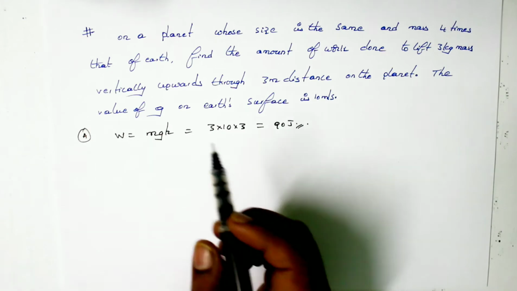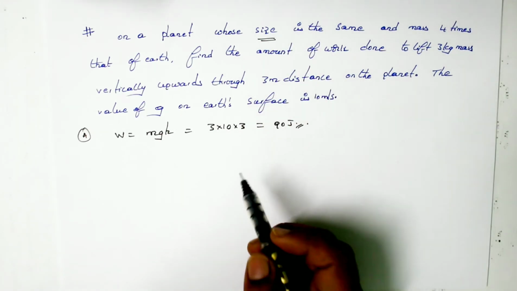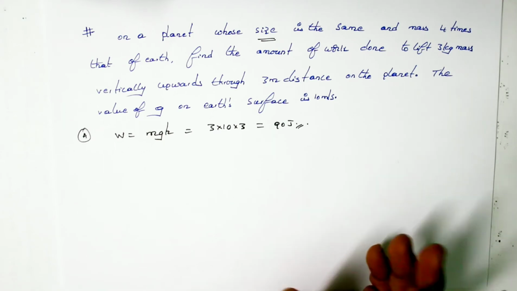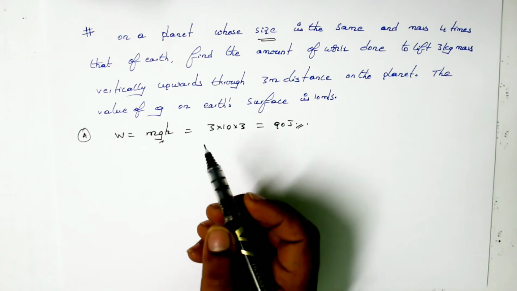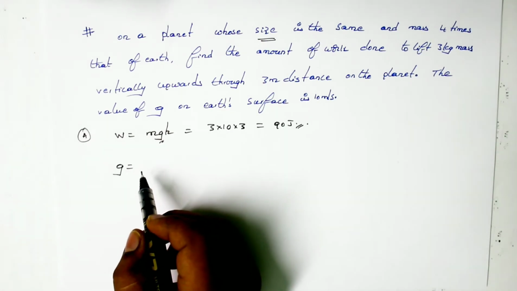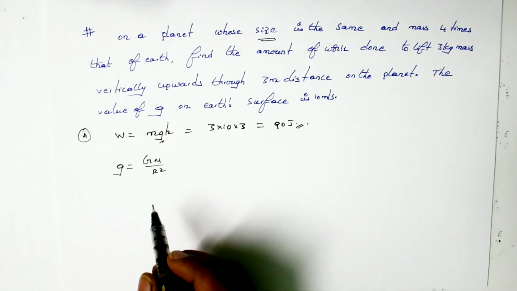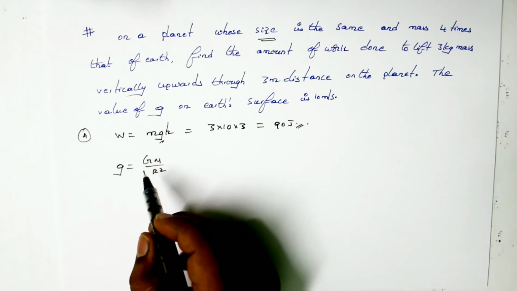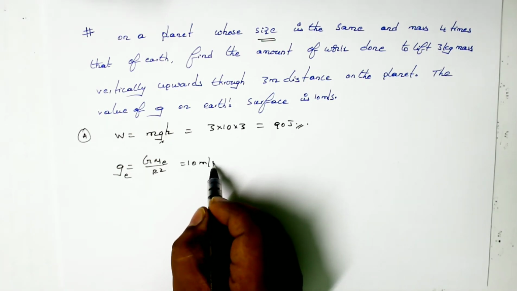Similarly, now I am trying to calculate this work done on a planet whose size is the same, but mass is 4 times that of Earth. So we know that work done depends on the g value. First of all, we will write the equation for g here. g is equal to GM divided by r square. If this is the equation for Earth, then it is 10 meters per second square.